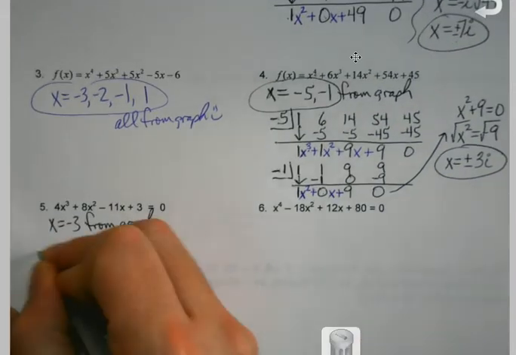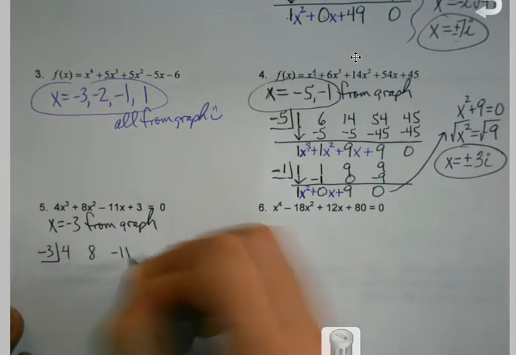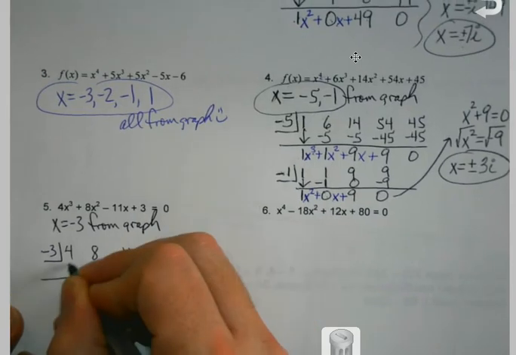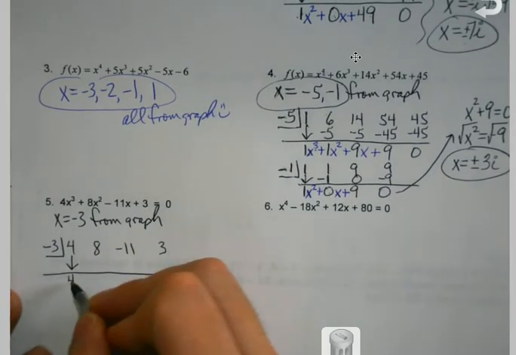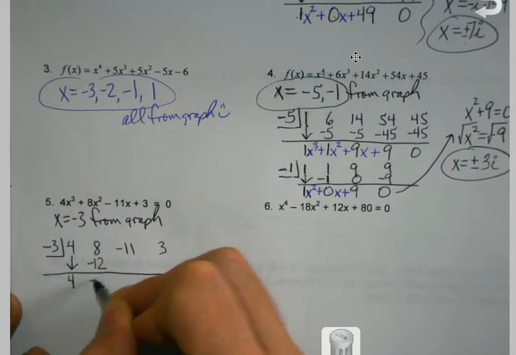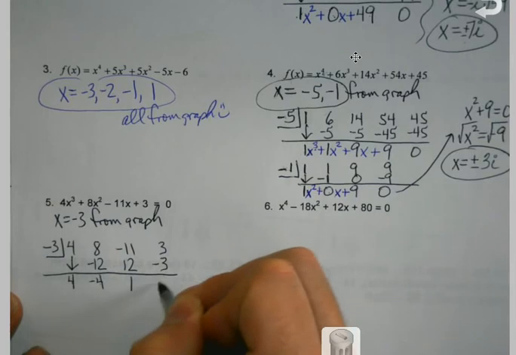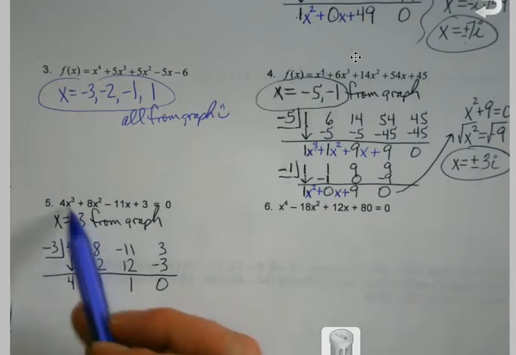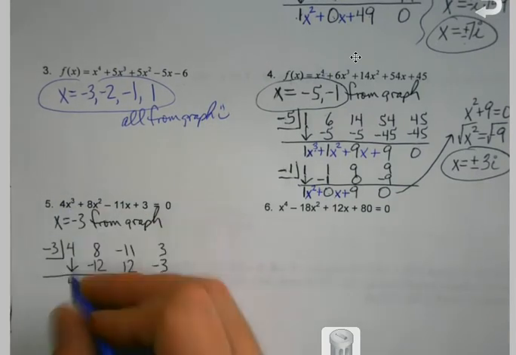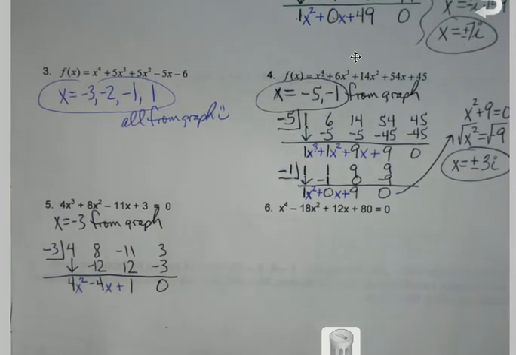So we're going to go back to synthetic. Drop that first term down. Again, just multiply and add. Multiply and add. Good that we don't get a remainder. We're not going to have to do it twice because we're starting with a cubic. So we come down to 4x squared minus 4x plus 1.